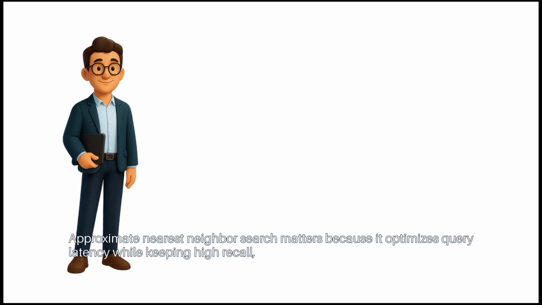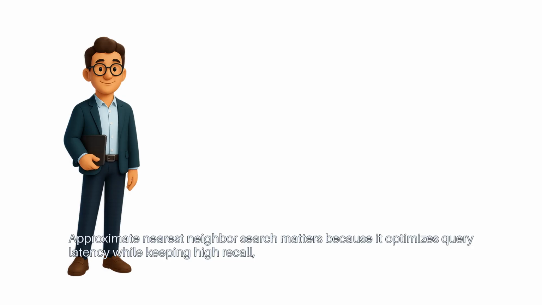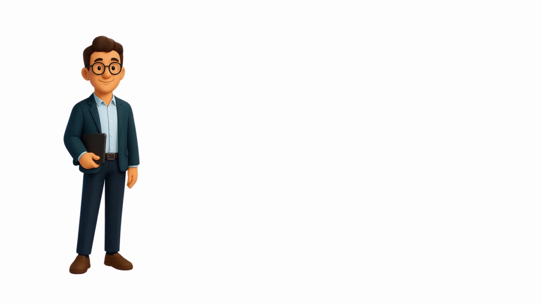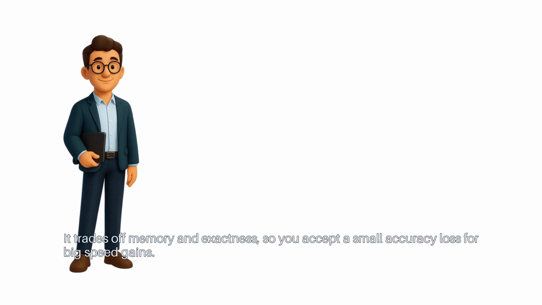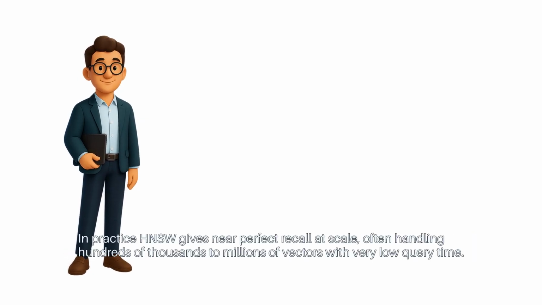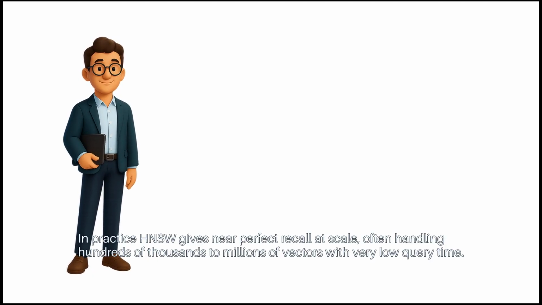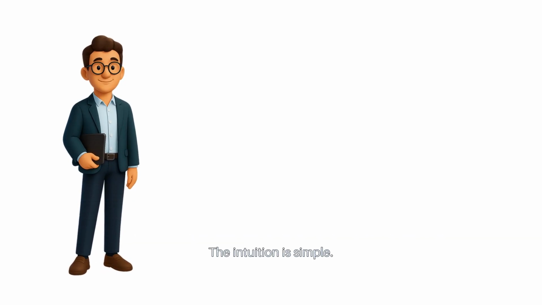Approximate nearest neighbor search matters because it optimizes query latency while keeping high recall, so searches finish in milliseconds instead of seconds. It trades off memory and exactness, so you accept a small accuracy loss for big speed gains. In practice, HNSW gives near-perfect recall at scale, often handling hundreds of thousands to millions of vectors with very low query time. The intuition is simple.